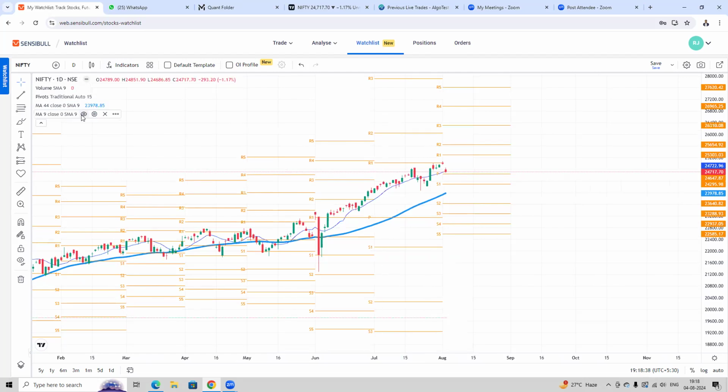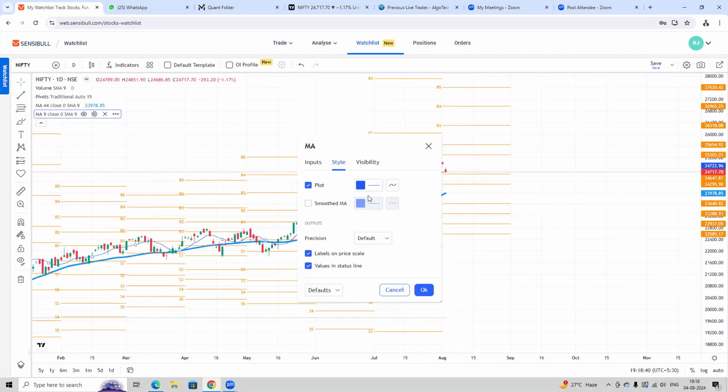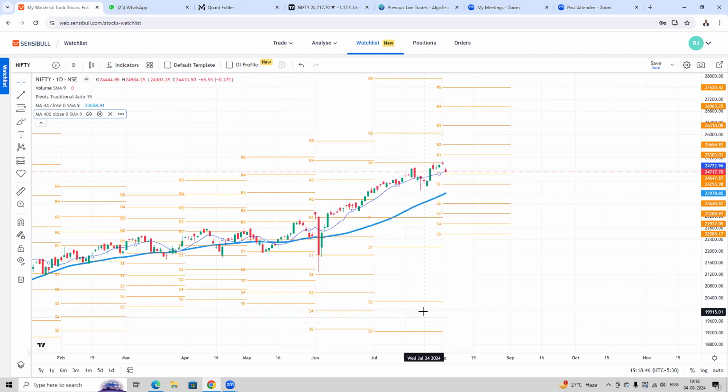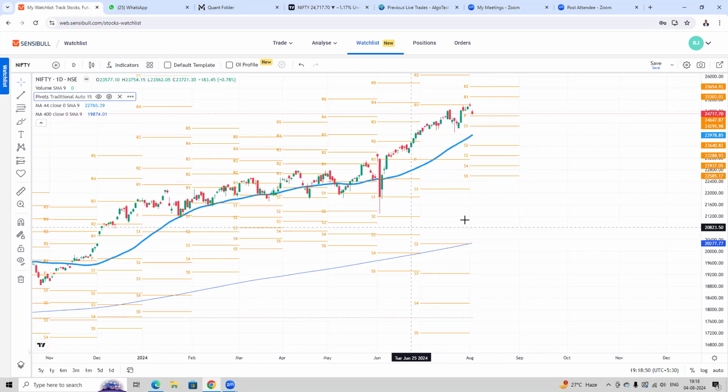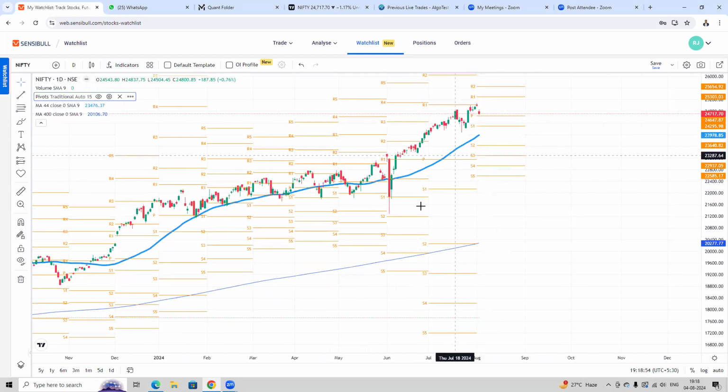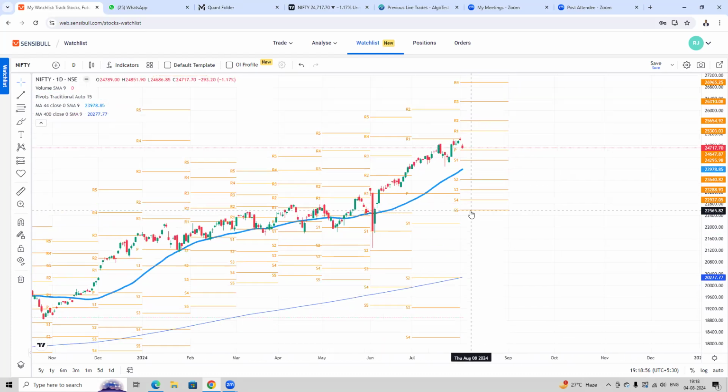Okay, and we will keep this as 400 days moving average. Okay, now you have two moving averages, which are moving parallelly. Okay, this will indicate the trend. So if you see on a daily chart, the moving average is going upward.